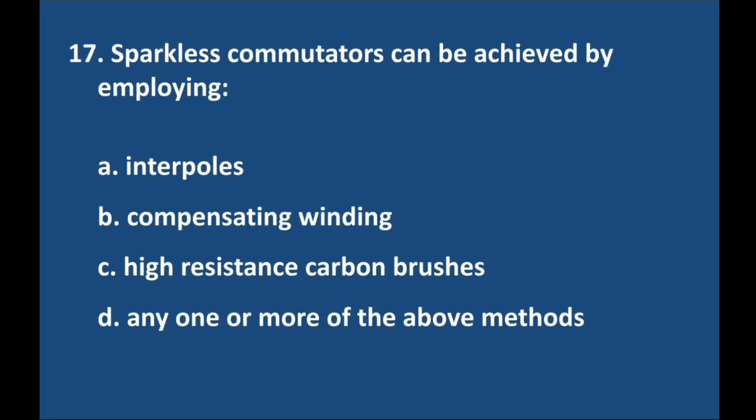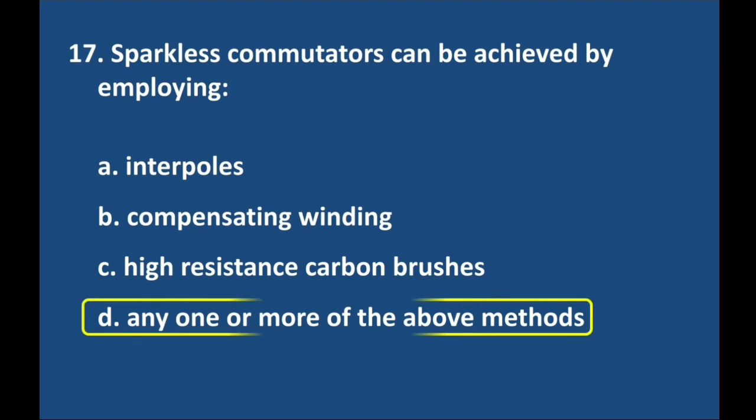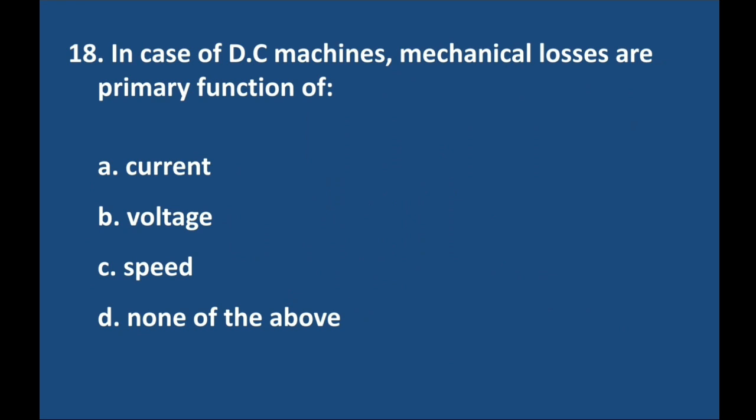Question number 17. Sparkless commutators can be achieved by employing. Answer is option D, any one or more of the above methods. Question number 18. In case of DC machines, mechanical losses are primary function of. Answer is option C, speed.